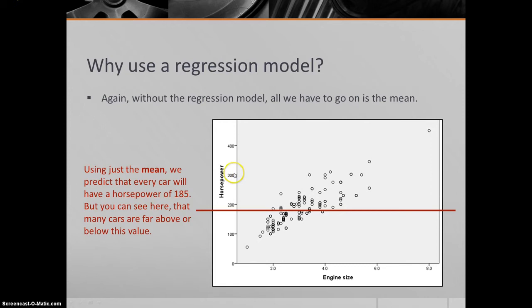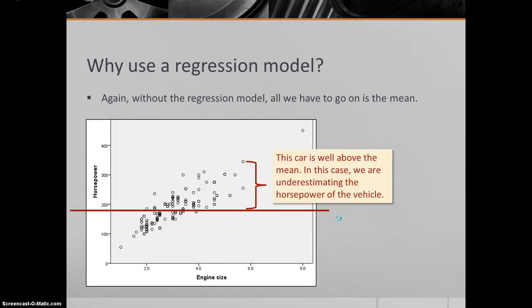Okay, so again, without the regression model, all we have to go on is the mean. So I drew this red line here to represent the mean horsepower, which is 185. So here's the entire range, about here to about here, so there's a little extra space up here. And then the average is 185, so that goes across here. So you can see that a lot of the cars are above the mean, especially that one, and a lot of the cars are below the mean. So if we were to guess 185, there's going to be a big chance we're going to under or overestimate the horsepower.